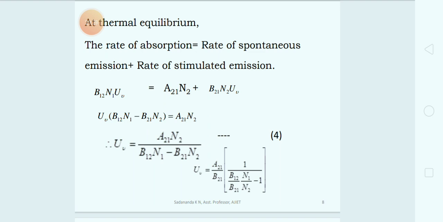Alright, now we have to do the rearrangement in such a way that the term B21 N2 becomes unity. So I will divide the numerator as well as the denominator by the term B21 N2. I repeat, B21 N2. This term I have to take for the division, in both numerator and denominator. Now if you do so, U nu will become A21 divided by B21, and N2 cancels out in the numerator. Taking that outside the bracket, it is 1 by the second term, B12 N1 divided by B21 N2, minus B21 N2 divided by B21 N2. That will become 1. So the reduced equation will be like this.